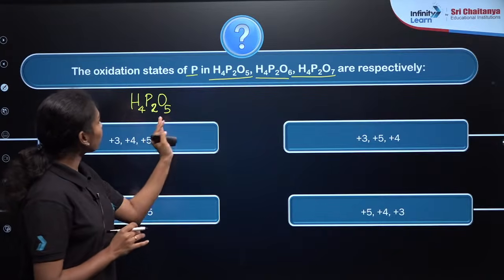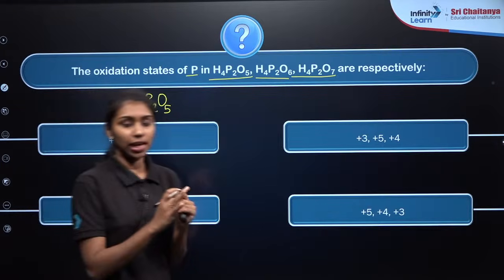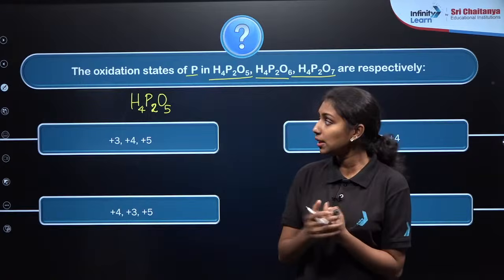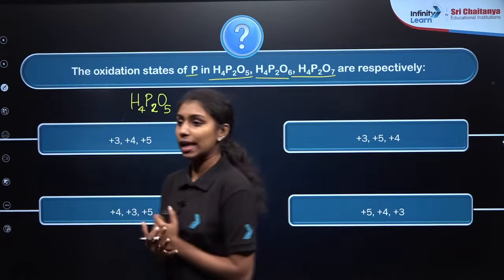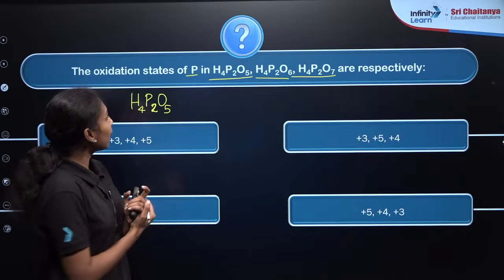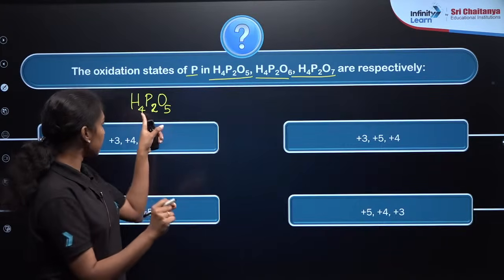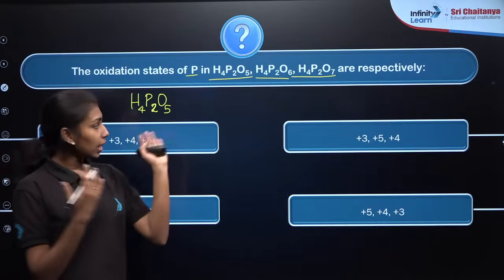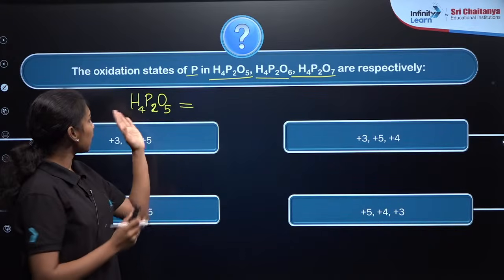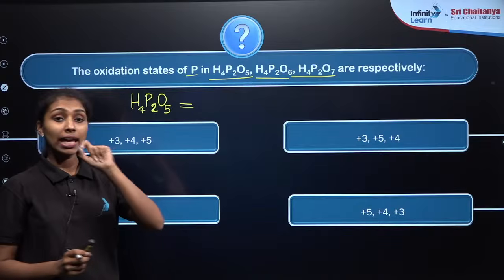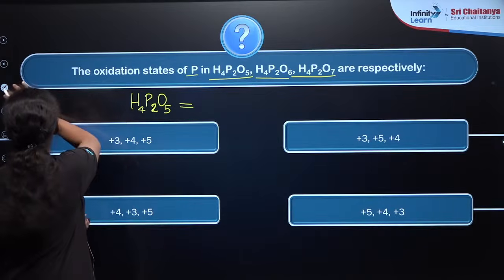Okay, H4P2O5, right? As we already know, in a redox reaction, oxidation and reduction happen. So in any compound, we can find out the oxidation state of a particular element. For example, here we need to identify the oxidation state of phosphorus in this compound. The sum of the oxidation states of each individual atom, hydrogen, phosphorus and oxygen, should be equal to 0.